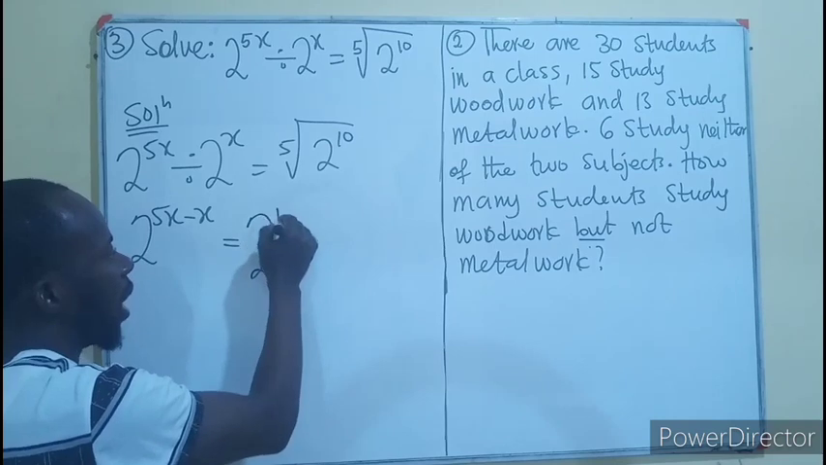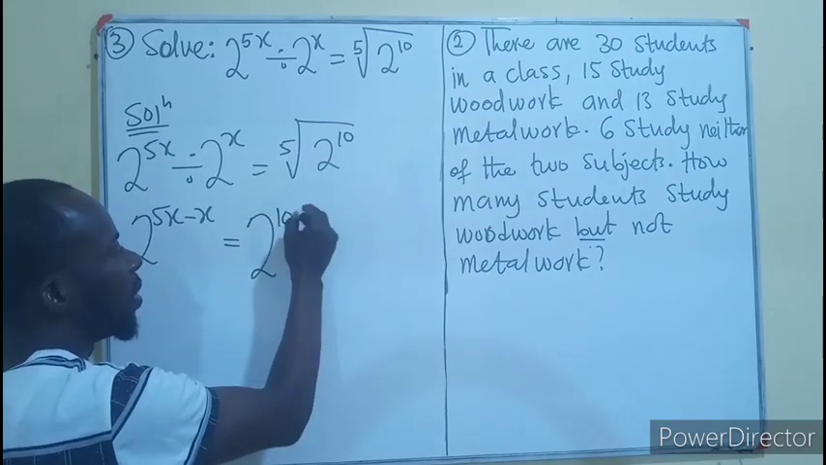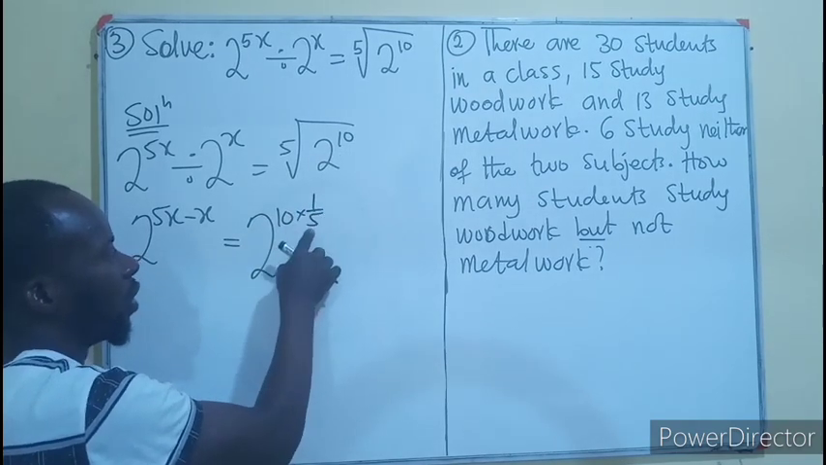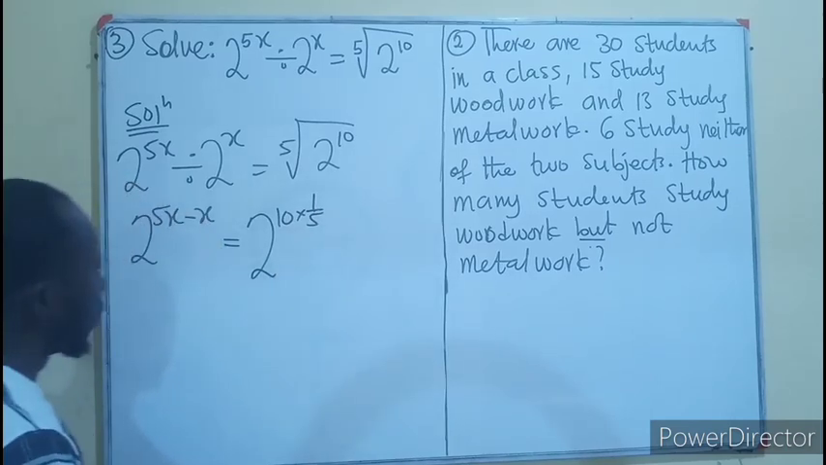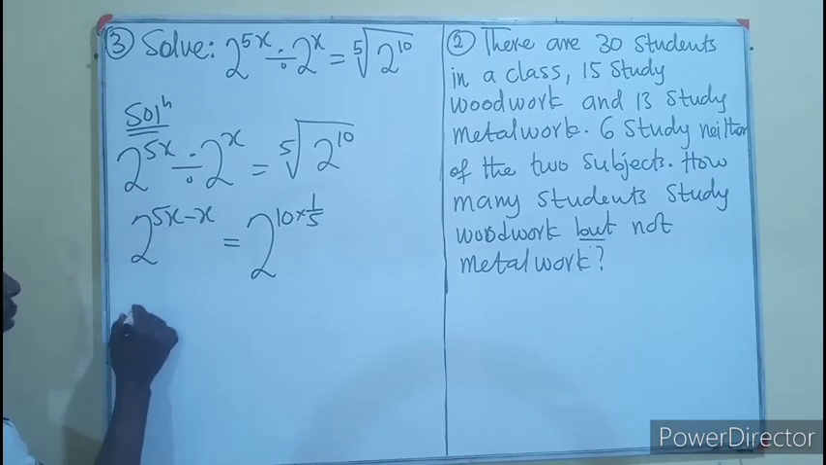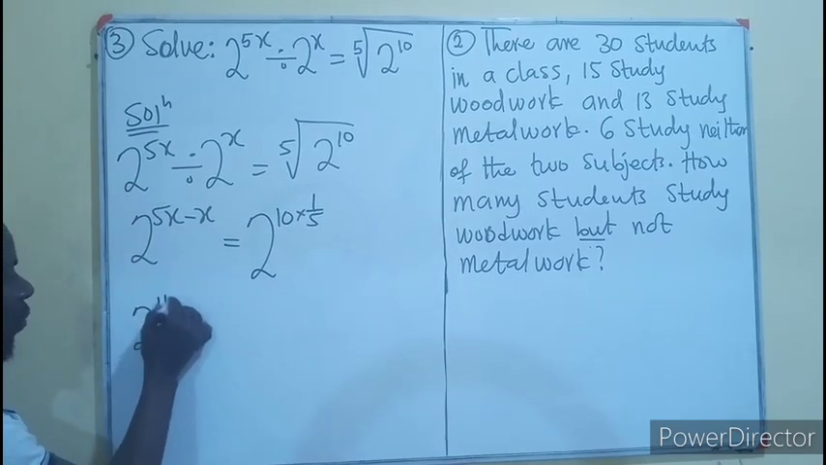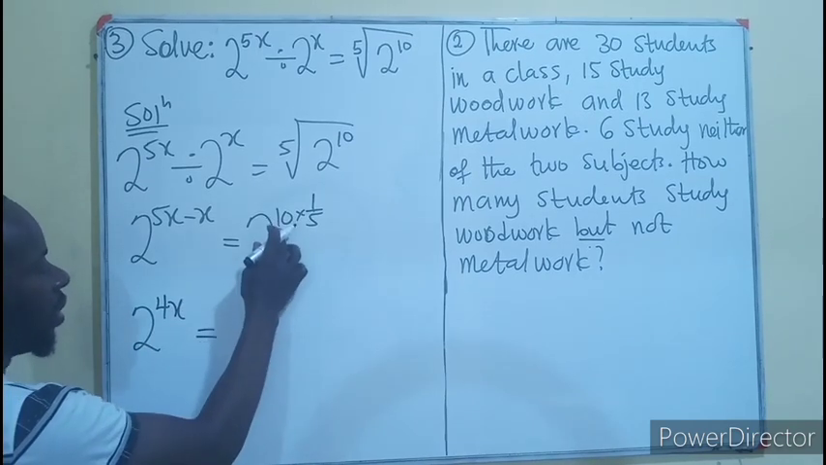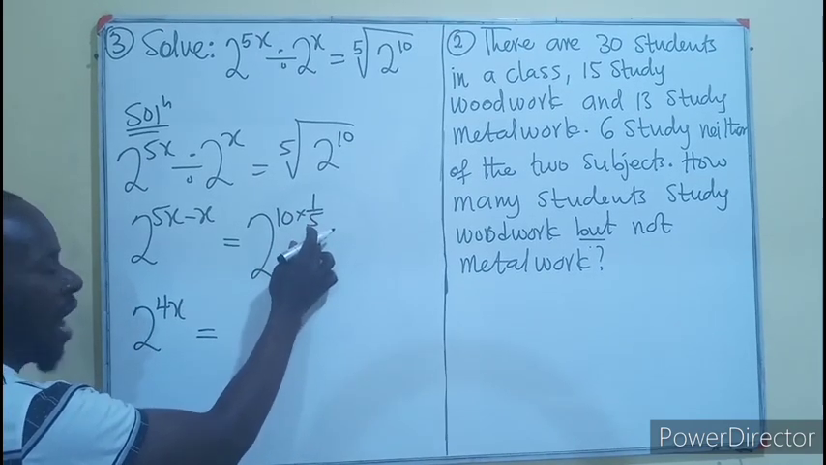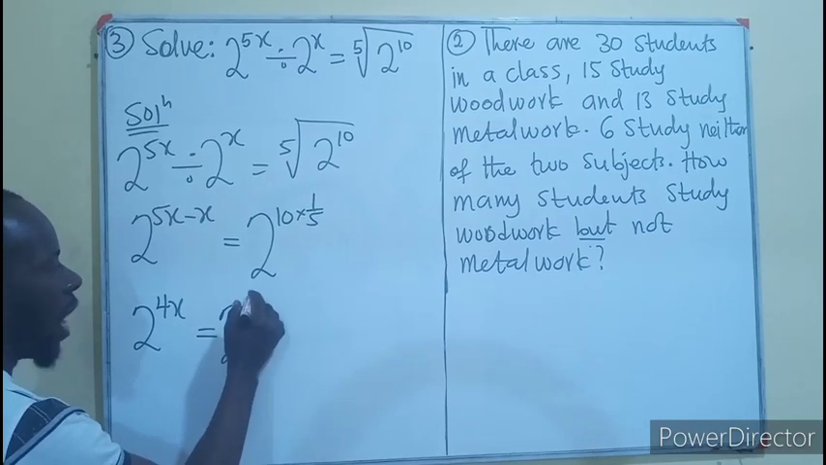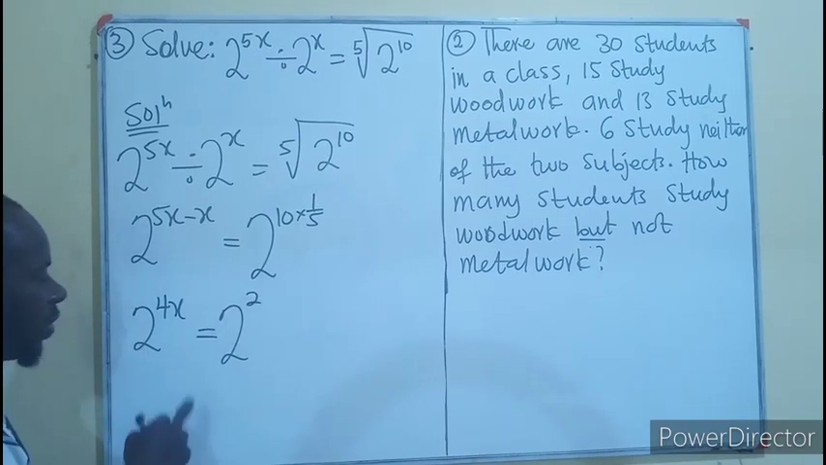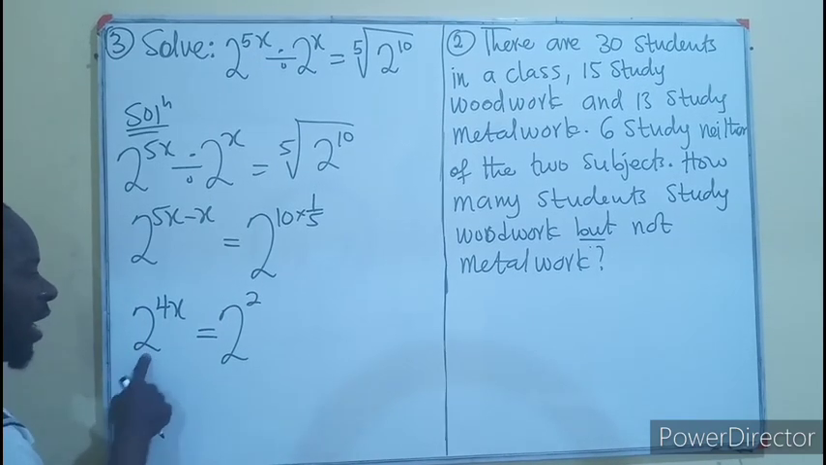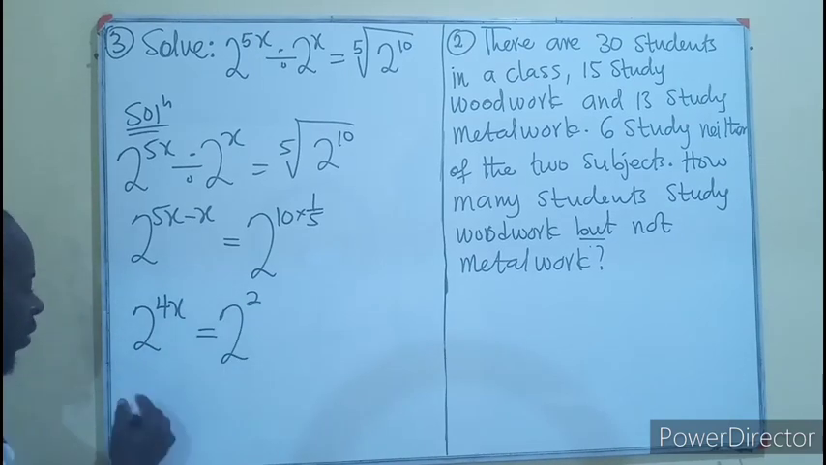So 2 exponent 10, which is this, times 1 over 5, which is also the fifth root. So in this place, we are going to have 2 exponent 4x equals 10 divided by 5, which will be 2. So 2 exponent what? 2. Since we have an equation where the bases are the same, we equate the exponents.